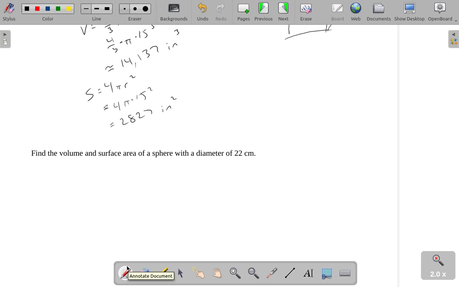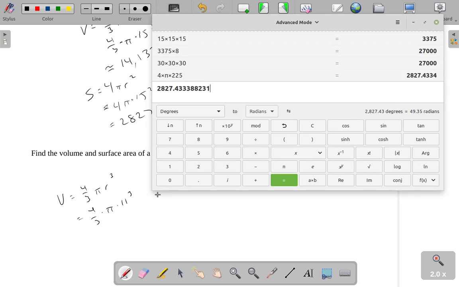Find the volume and surface area of a sphere with a diameter of 22 centimeters. So immediately I'm noticing this says diameter. I'm just going to write down what the radius is, because when I do the formulas I always use the radius, and I don't want to accidentally read this 22 and think that that's the radius. So the volume is 4/3 pi r cubed. That's 4/3 times pi times 11 cubed. 4 divided by 3, times pi, times 11 cubed, which gives me 5,575.